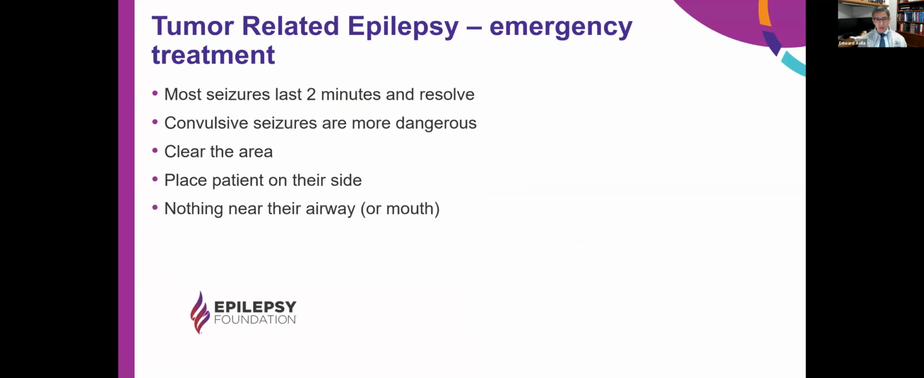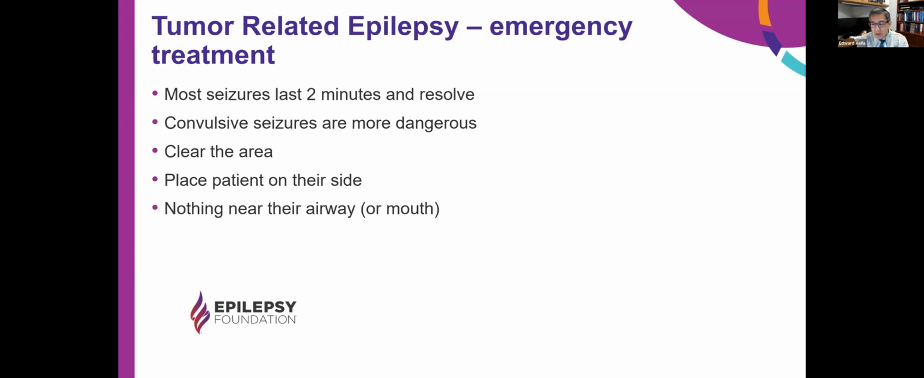So changing gears here to emergency treatment, I just want to give a rule of thumb, but these are not exact rules here. Most seizures last about 2 minutes and resolve. Convulsive seizures are the most dangerous seizures. So those are the ones where patients shake all over. They can incur an injury if they fall. They may bite their tongue. They may shake themselves into something and end up with fractures in different parts of their body or head injuries.